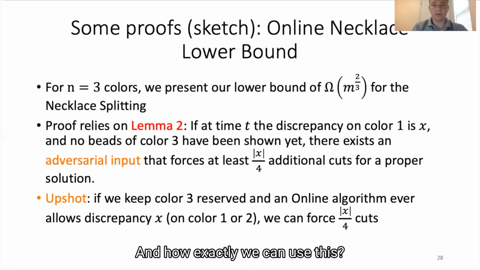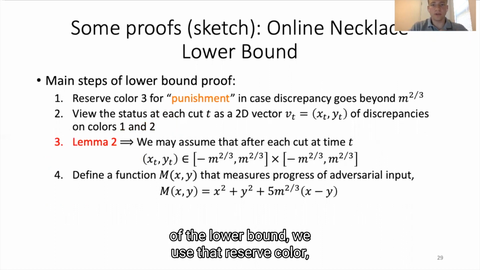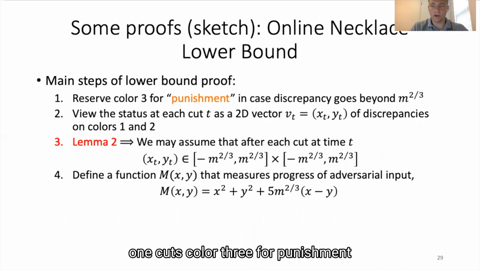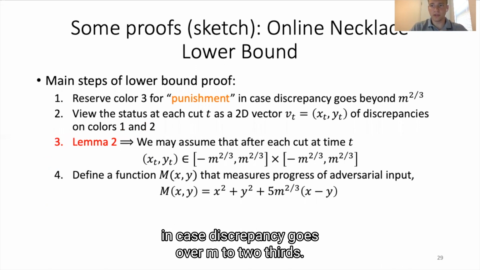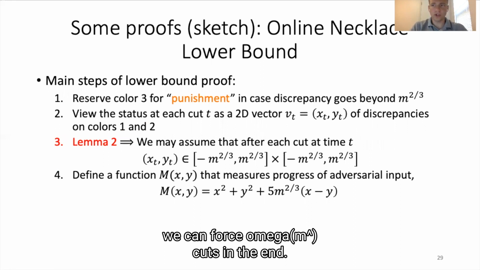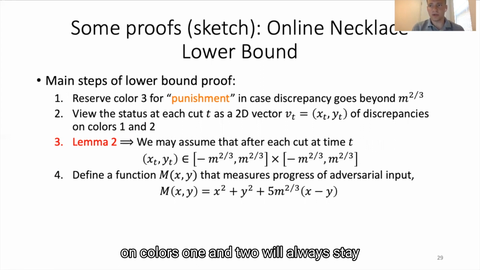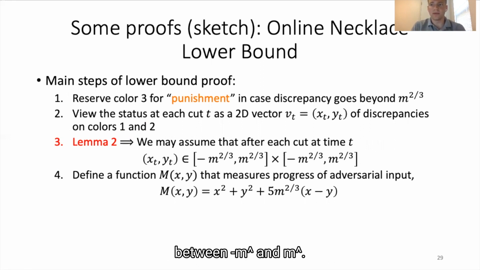And how exactly can we use this? Well, basically in the proof of the theorem of the lower bound, we reserve one color, say color 3, for punishment in case discrepancy goes over m to 2/3. And if it does, then using the last lemma, we can force omega of m to 2/3 cuts in the end. And so we may assume that the discrepancies of colors 1 and 2 will always stay between minus m to 2/3 and m to 2/3.